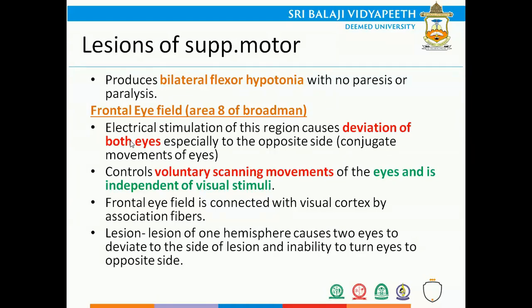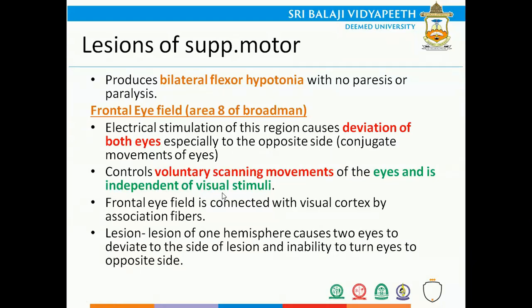So the movement of the eyeball is under the control of the motor cortex, because it is muscles, right? So it has to be under the control of the motor cortex. This area which exclusively controls the extraocular muscles is called the frontal eye field. The frontal eye field is for the voluntary scanning movements of the eyeball, and it is independent of visual stimuli. It has got nothing to do with visual stimuli.